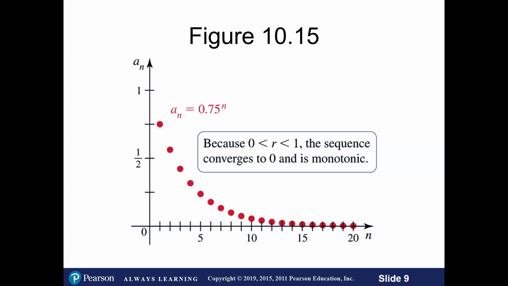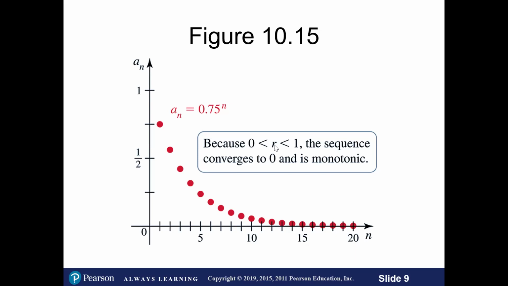Okay, the next example, we'll look at a sub n equals 0.75 to the n. Now, this is an example of a particular type of sequence that you may have seen once upon a time called a geometric sequence. And we have some rules about geometric sequences. Okay, geometric sequences have a general form r to the n. Okay, so a sub n equals some ratio r to the n power.